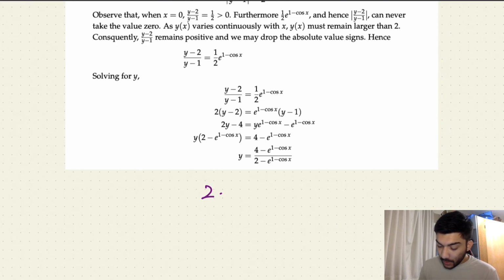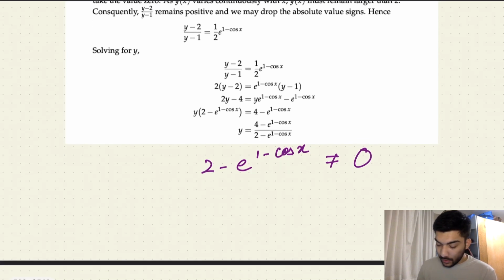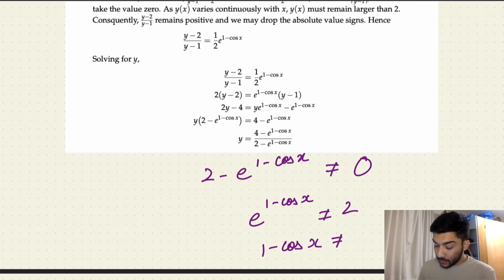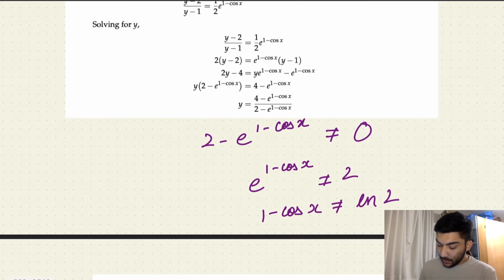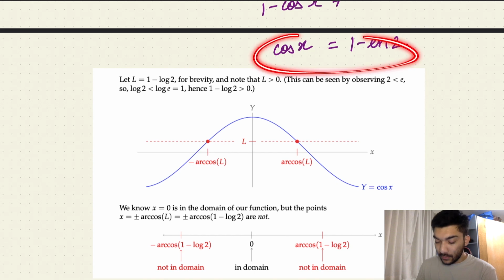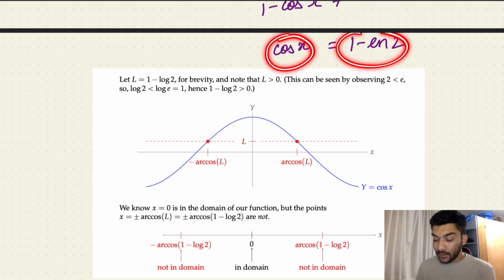So 2 minus e to the power 1 minus cos x should never be equal to 0. If this expression is never equal to 0, this means e to the power 1 minus cos x is never equal to 2. If we take the ln on both sides, it means 1 minus cos x is never equal to ln 2. And this means that cos x is never equal to 1 minus ln 2 in this case, right? So if your cos x is never equal to 1 minus ln 2, we can sketch both of these functions on one graph.